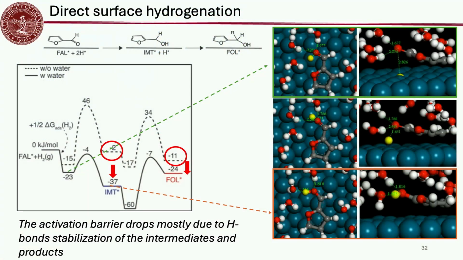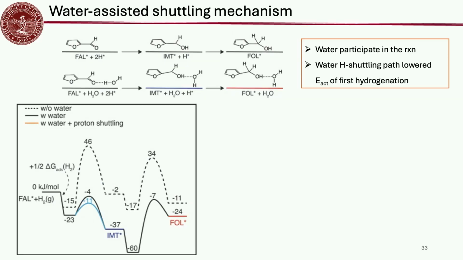But as has already been mentioned several times in the symposium, the water can do much more than that. Suppose I have water in the first solvation shell. The water can pick up the proton or the hydrogen from the surface and transfer its own proton to the oxygen, and complete the CO hydrogenation with the second carbon hydrogenation. Now we introduce this mechanism, we notice the barrier for the first hydrogenation is further reduced, by about another 10 kilojoules per mole.